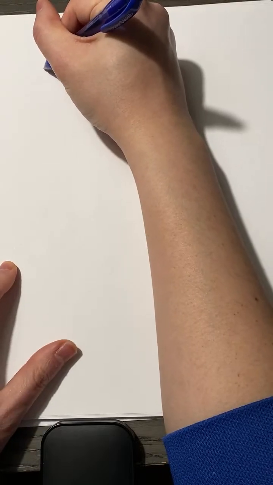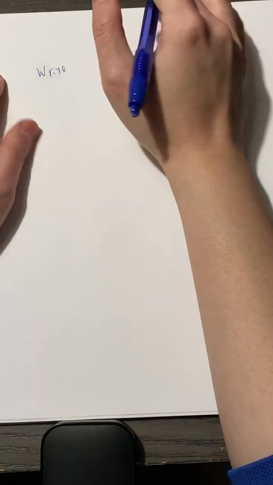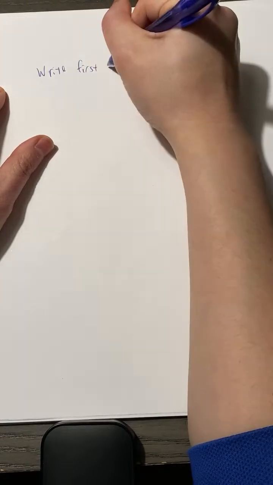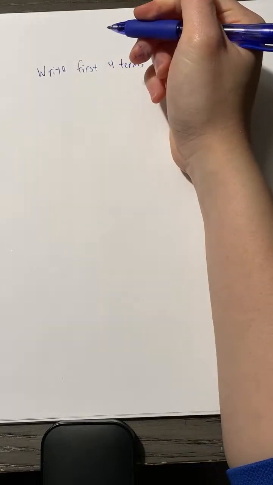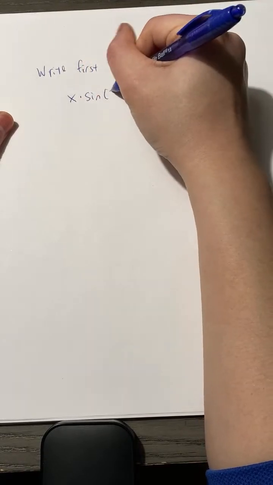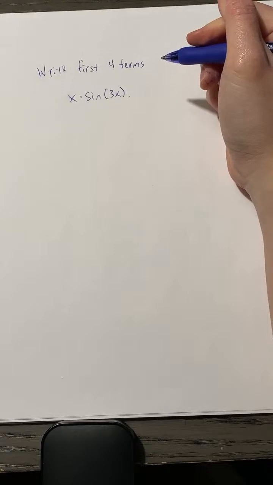So I'm going to do that. We're going to write out some Taylor series so you can practice this. Let's just do the first four terms of something like, I don't know, x times sine of 3x. So you can try that. We're going to try to build in difficulty.